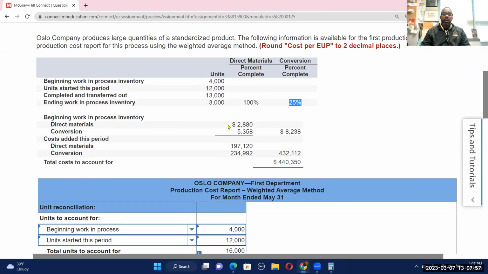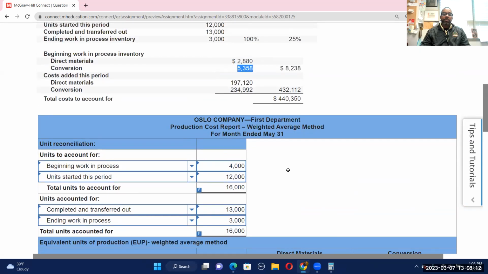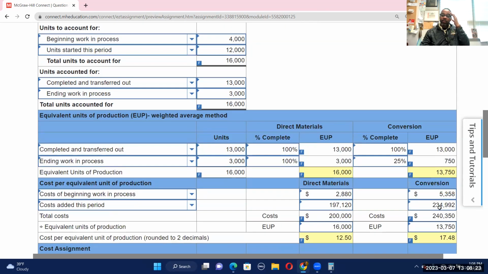Now we're going to go to the cost of work. The direct materials was $2,880. Conversion was $5,358 for the beginning. Afterwards, it was $197,120 cost for the period. Conversion was $234,992. Add these two together, you get a total cost for direct materials of $200,000. For conversion, it is $240,350. Divide by the EUPs, 16,000 and 13,750. You get a cost per EUP of $12.50 for direct materials and $17.48 for conversion.